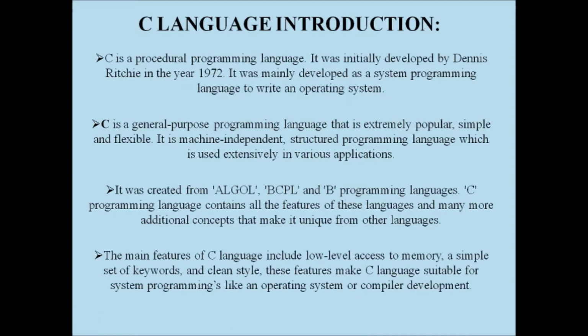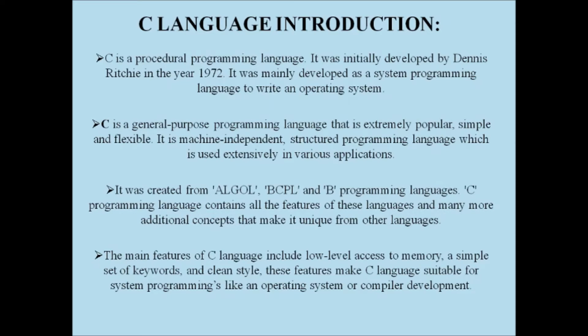Next, the main feature of the C language is low level access to memory. So it has many features. In that, the main feature is low level access to memory, and also it has a simple set of keywords. Keywords in the sense that we have some reserved words. All those are called keywords, like int, the data types, void, main. All those words are called keywords.